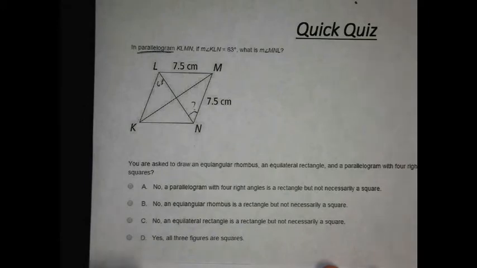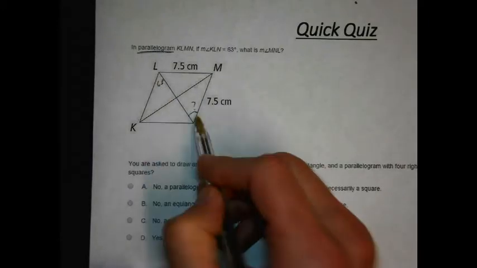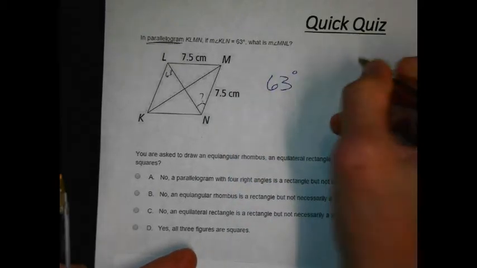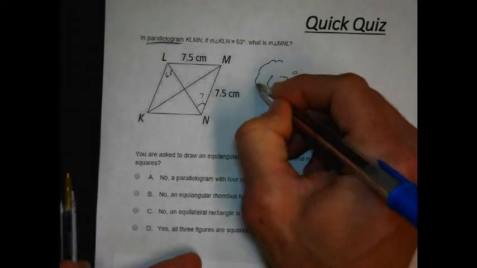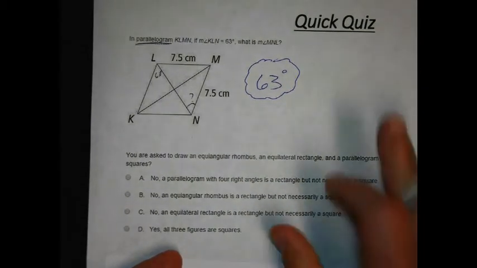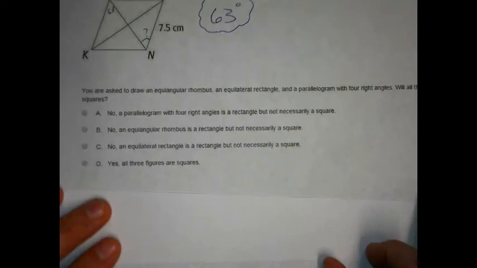Guess what we know? We now know that if this is 63, this is 63. How do we know? Because alternate interior angles are congruent when lines are parallel. And we also know that diagonals bisect the rhombus. Pretty cool, huh?